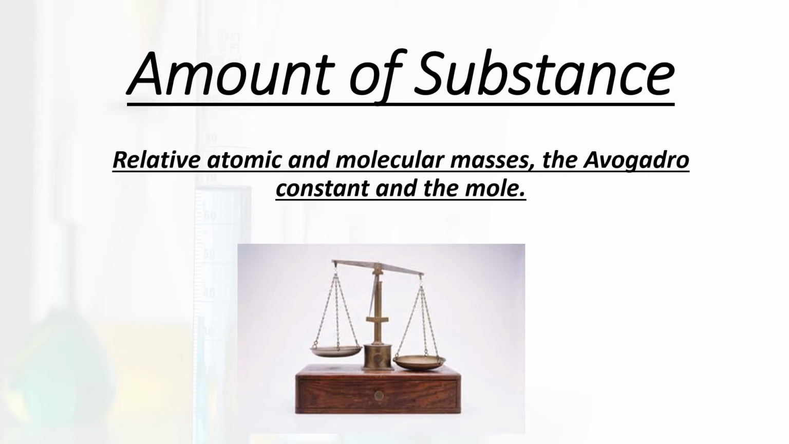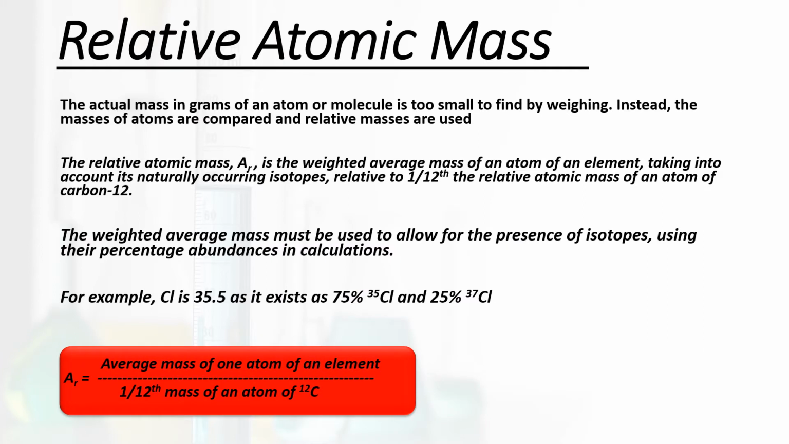Hi everyone, today a video on the amount of substance topic, looking at relative atomic and molecular masses, the Avogadro constant and the mole. So the actual mass in grams of an atom or a molecule is far too small to actually find by weighing it on a set of scales. So instead the masses of atoms are compared to each other and relative masses are used.